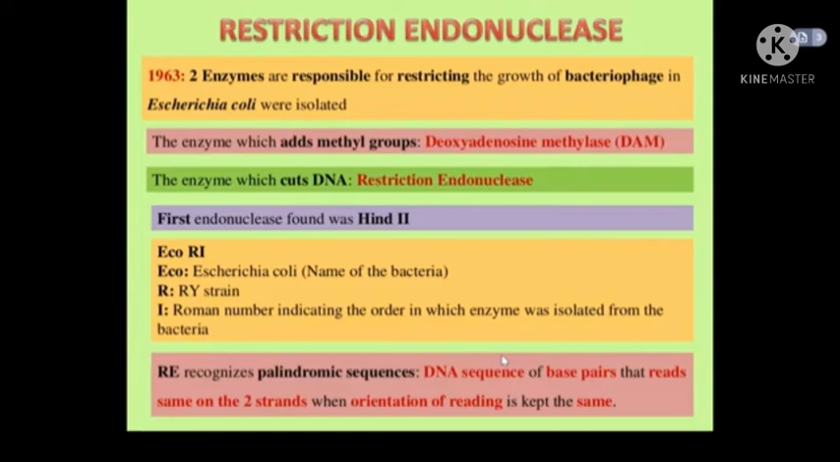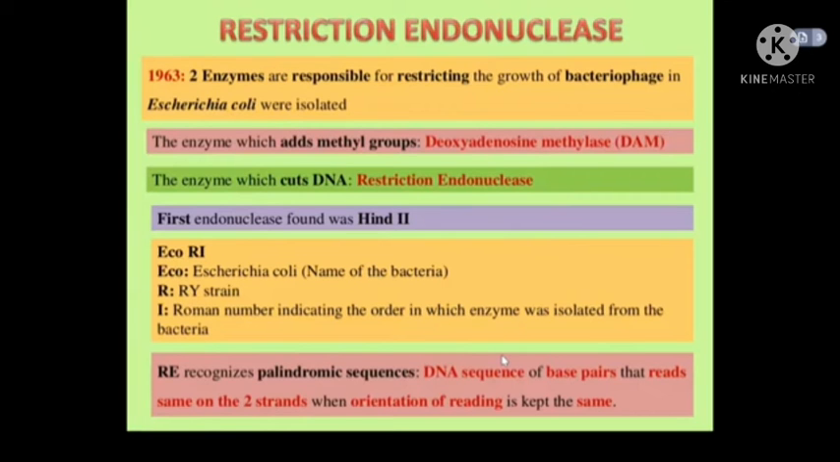The restriction endonuclease recognizes palindromic sequences. Do you know what is a palindrome? The nitrogen bases will be arranged in such a way that when you read forward and backward, it will code for the same nitrogen bases. One simple example is Malayalam. If you read from the left, it is Malayalam. If you read from the right backwards, it's again Malayalam. That is a palindromic word.